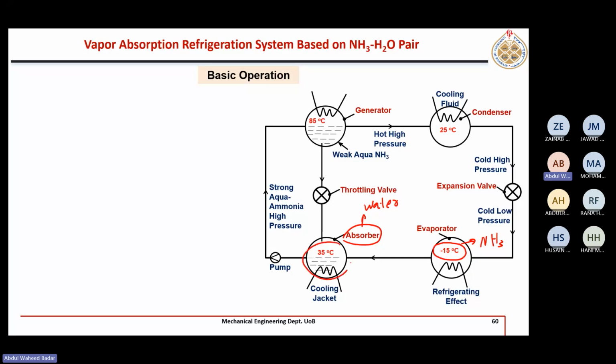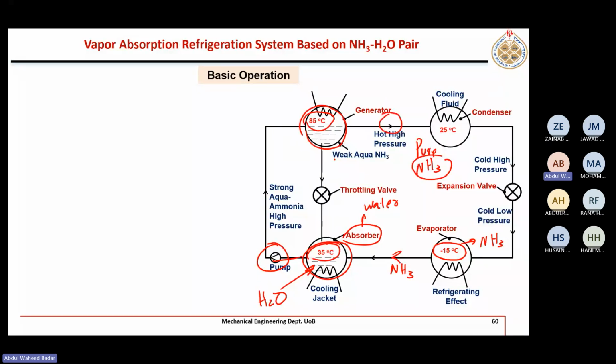And here again in the absorber, we have to keep the low temperature to not lose the absorption efficiency. So whatever ammonia is generated here will be absorbed by this water. And this strong solution is now, just like in the water lithium bromide system, pumped to the generator. Here we are supplying heat at a high temperature and high pressure. Ideally, we want pure ammonia to be evaporated.